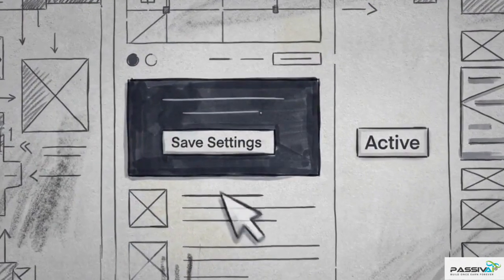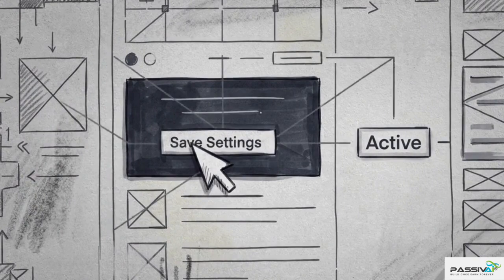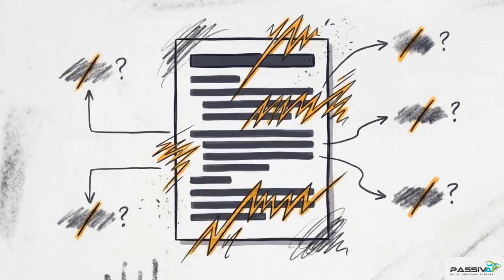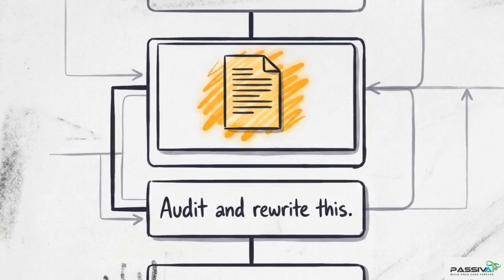Once you save these settings, the AI is programmed to recognize and swap out generic vocabulary before it displays the output. To see if the filter is working, we'll test it with a paragraph of generic, buzzword-heavy marketing copy. Paste the copy into the workspace and give the command audit and rewrite this.